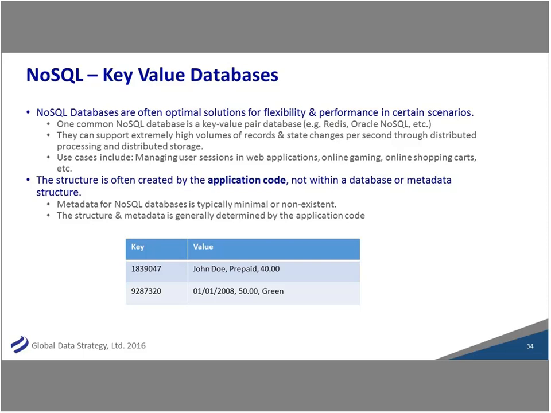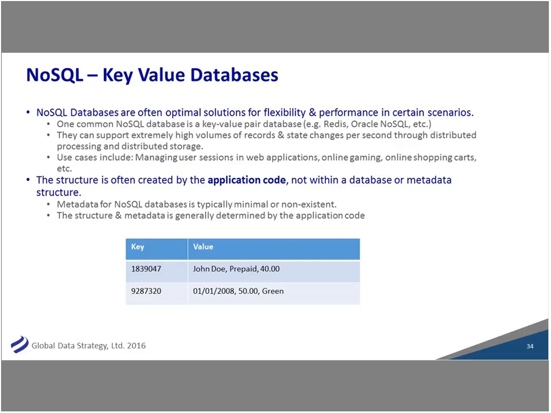So key value databases are very cool things that, you know, there have been versions of this for a while, but they're really coming to their front. There's some examples there, Oracle NoSQL, et cetera. They can really support extremely high volumes of records and state changes. So think of something like managing user sessions in a web application or online gaming, or your shopping cart is actually a good one that a lot of people use it for. I'm collecting all this stuff real time and kind of linking it to the profile. Generally, the structure is done in the application code. It's kind of a coding effort.